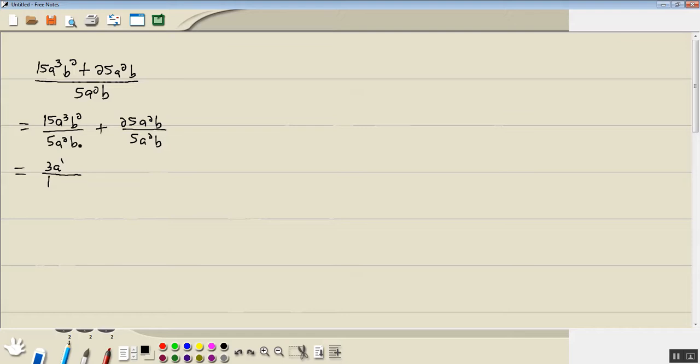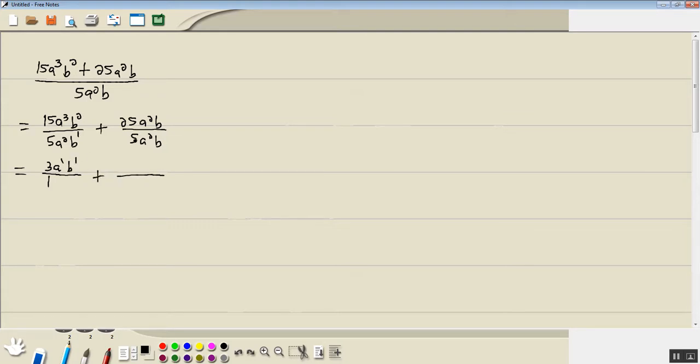Now here we got b squared over b, and this is like b to the first. Remember, if you don't have an exponent, you can put a 1 there. So we got b to a power over b to a power. You subtract the smaller exponent from the larger one. 2 minus 1 is 1. So we're going to have b to the first power where our larger exponent was, which is on top.